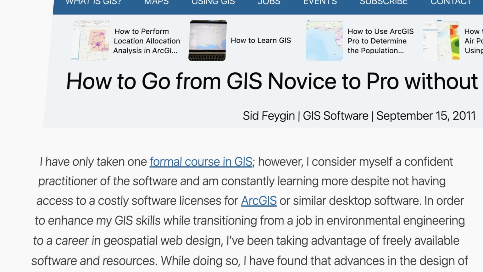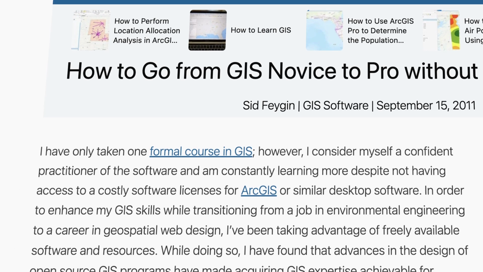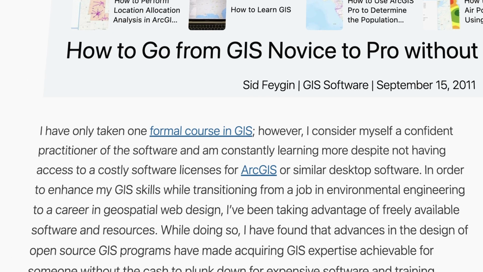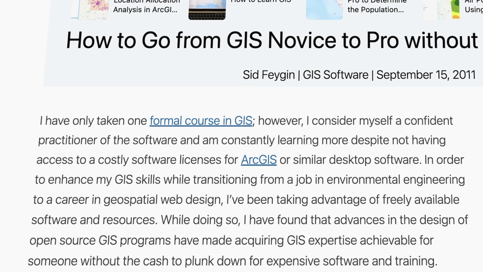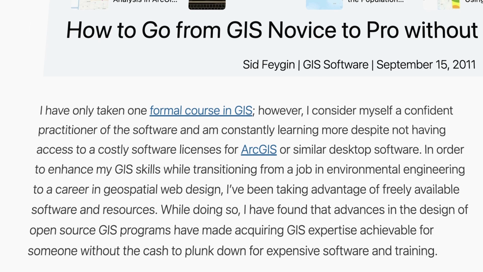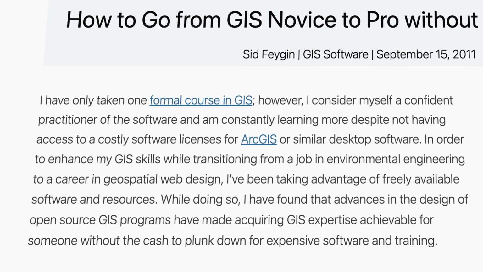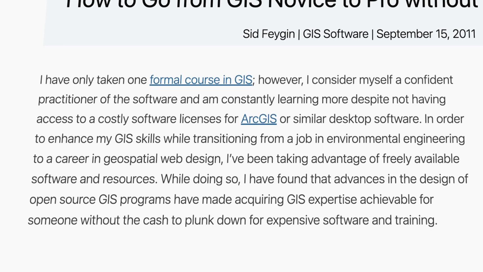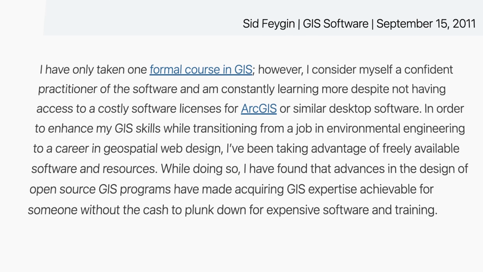However, I consider myself a confident practitioner of the software and am constantly learning more despite not having access to a costly software license for ArcGIS or similar desktop software. In order to enhance my GIS skills while transitioning from a job in environmental engineering to a career in geospatial web design, I've been taking advantage of these freely available software and resources.